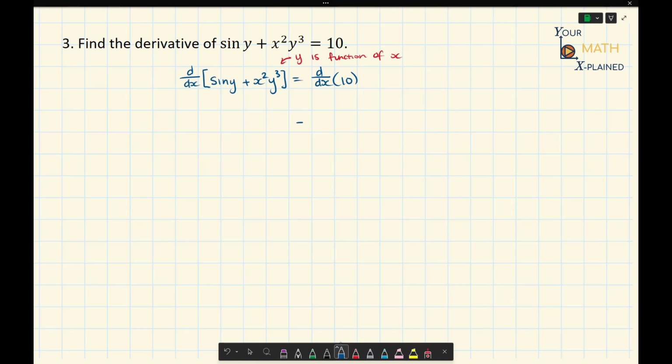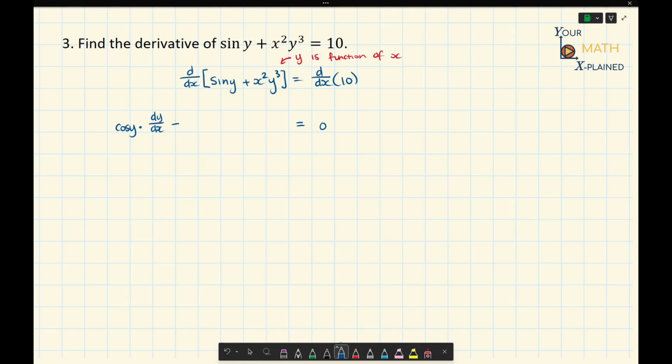So same thing, on the right-hand side, the derivative of 10 is just equal to 0. Now on the left-hand side, the derivative of sine y, we're going to have to use our chain rule, because remember, y is a function of x. So the outside function here is sine, which means we're going to get cosine y. And then we're going to need to multiply this by the derivative of the inside function. And the inside function here is just y. So the derivative of y is dy/dx.